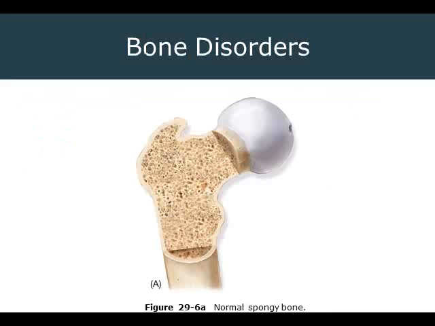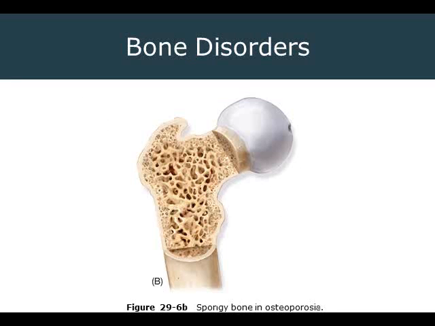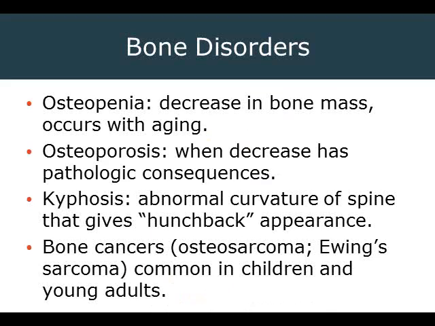So we can look at some bone disorders. With bone disorders, we have a lot of non-traumatic things that occur, such as osteoporosis. We're going to have an example of that here, where we look at spongy bone, where we have a lot more open cells and spaces in our osteoporotic bone. We can have osteopenia, which is just a decrease in bone mass that occurs with aging, and that's fairly common. But osteoporosis has then a pathologic consequence where it goes over the top a little bit.